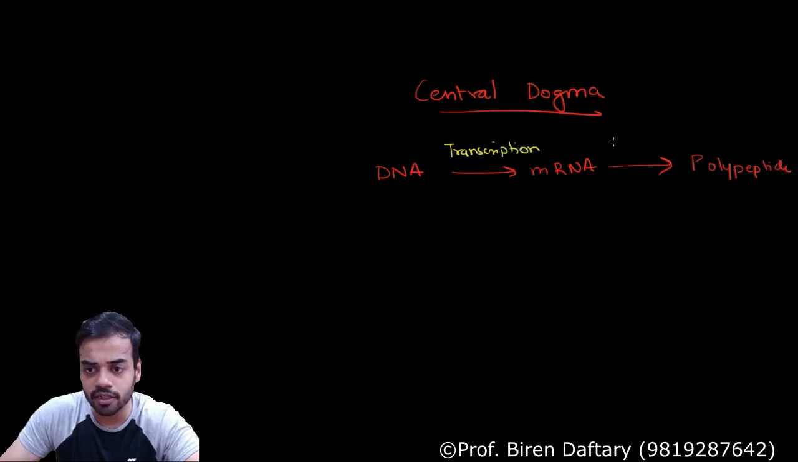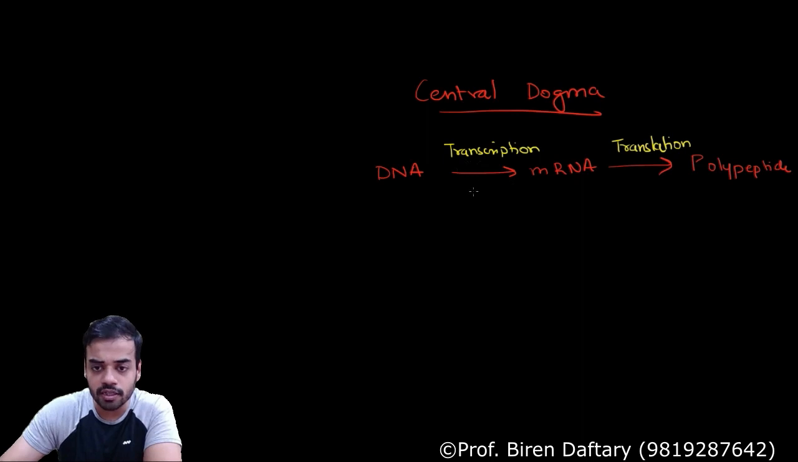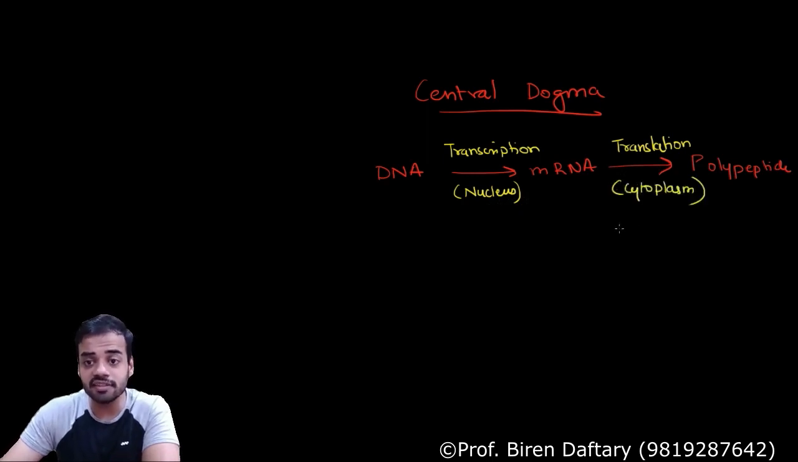Transcription. What is happening over here? Translation. We are yet to learn translation. So this is called central dogma. Where is the transcription going to occur? Inside the nucleus if it is eukaryotes, and inside the nucleoid if it is prokaryotes. Where is the translation going to occur? It is going to occur in the cytoplasm. So you know this. This is the central dogma.